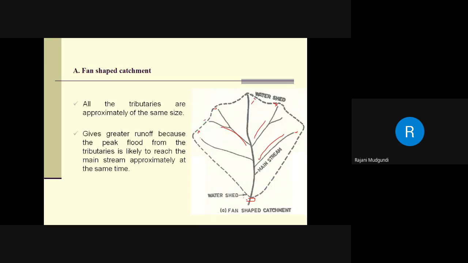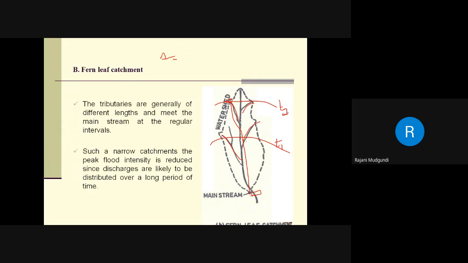Whereas in a fan shaped catchment, all the tributaries are at equal distance, contributing the water to the outlet at the same time. Therefore, peak flood will be more. Here the tributaries are at unequal distances, the lengths are unequal, therefore their contribution is not uniform, or the contribution may not be at the same time. So the peak flood intensity is much reduced in this fern leaf shaped catchment.